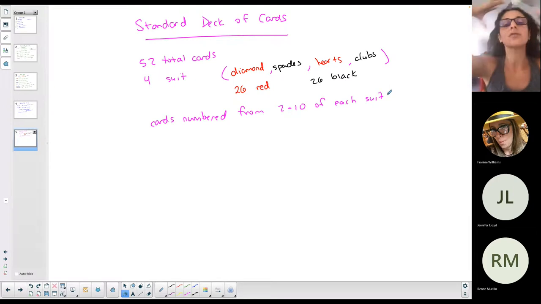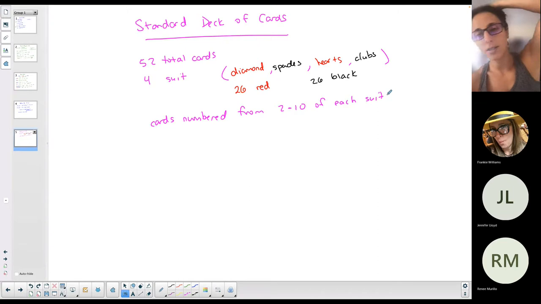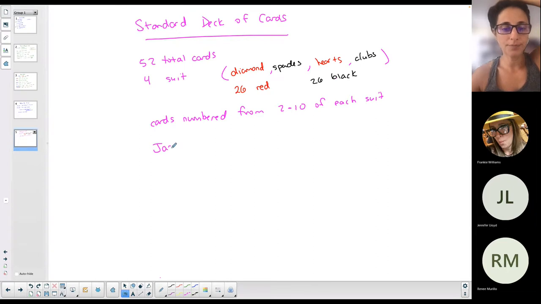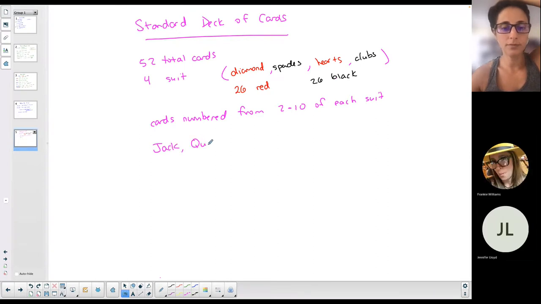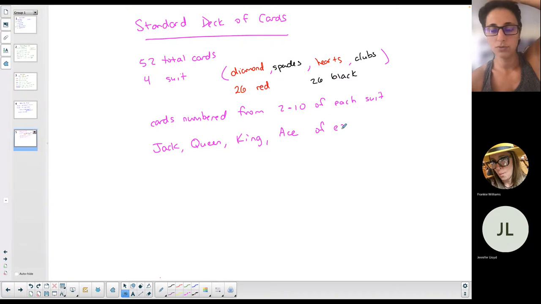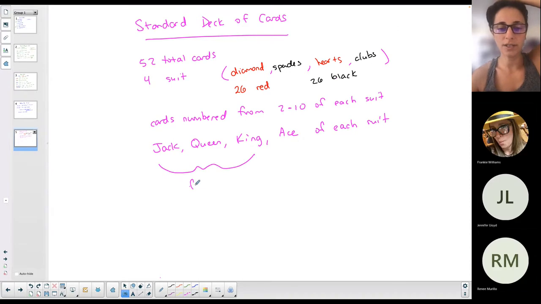So diamonds numbered from 2 to 10, the spades numbered from 2 to 10, hearts numbered from 2 to 10, and so on and so forth. You have Jack, Queen, King, and Ace of each suit. And Jack, Queen, and King are considered the face cards. So if you're ever talking about just face cards, it's just Jack, Queen, and King.